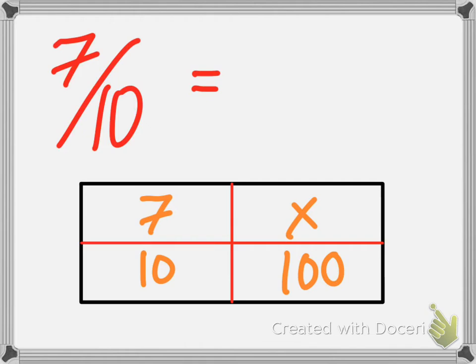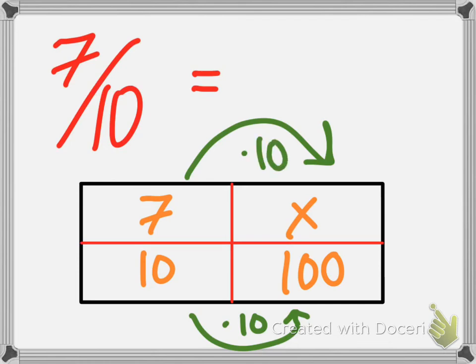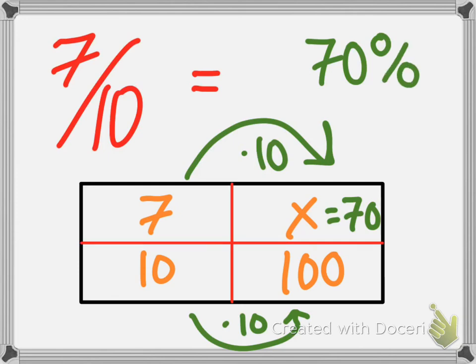So, Ethan, how do I get from 10 to 100? You multiply it by 10. Perfect. 7 times 10 is 70, so it would be 70%. Excellent. So he got my answer to be 70%.